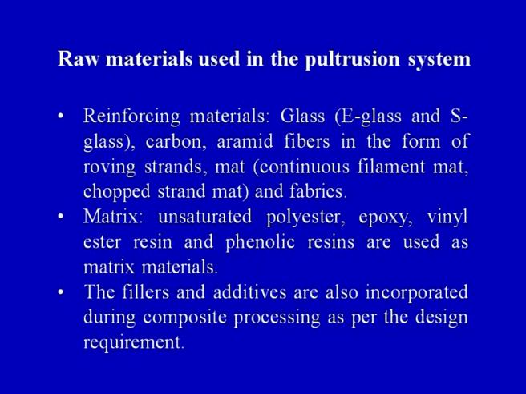The fillers and additives can also be incorporated during the composite processing as per the design requirement. So if the final composite product has to have some specific requirements which have to be satisfied when the composite will be put to use in various engineering applications, we need to have certain additional requirement. For example, fire retardants or corrosion retardants or some colored pigments have to be added. So all these additives can also be incorporated during the pultrusion process. So these will also be the raw materials that will go into the pultrusion system.